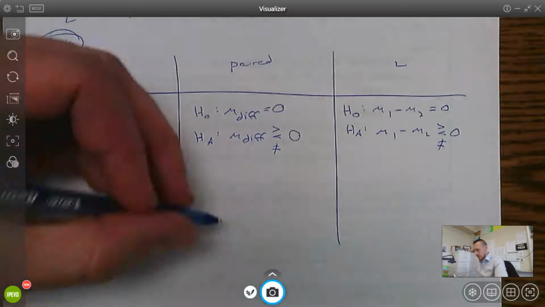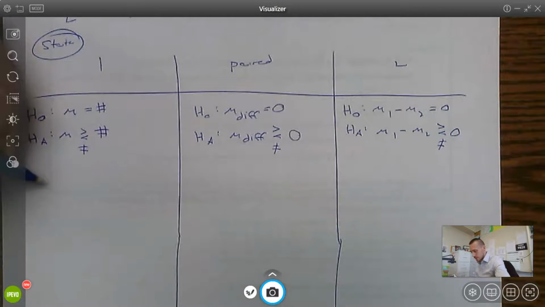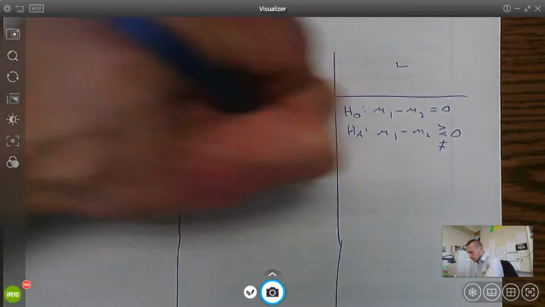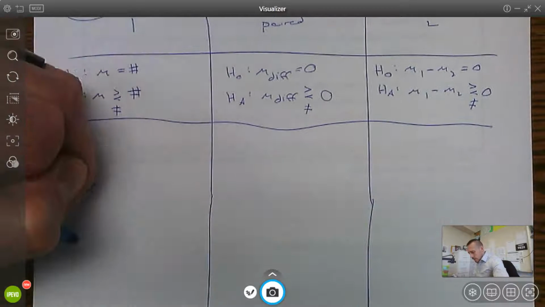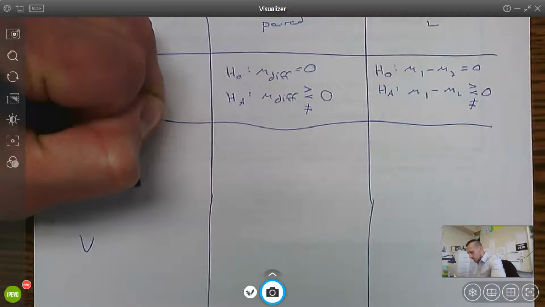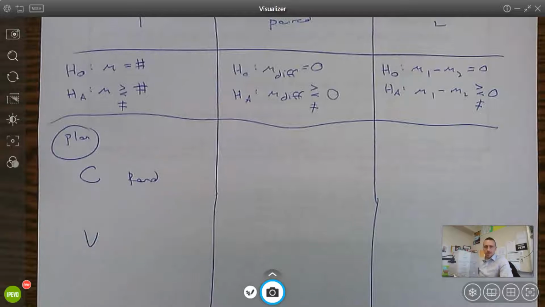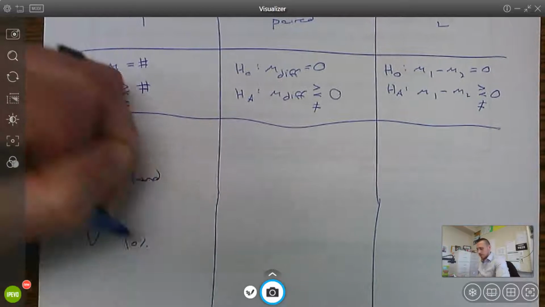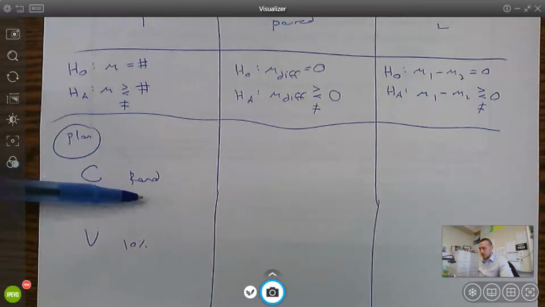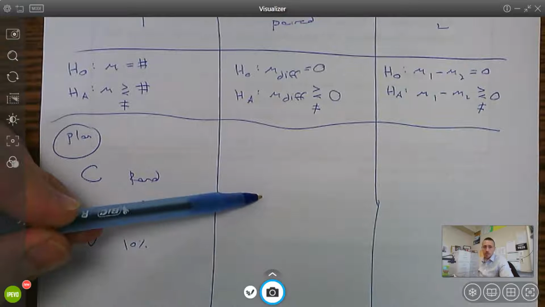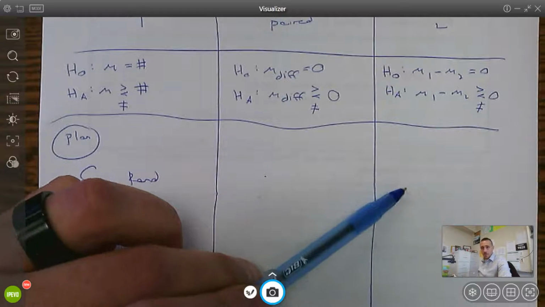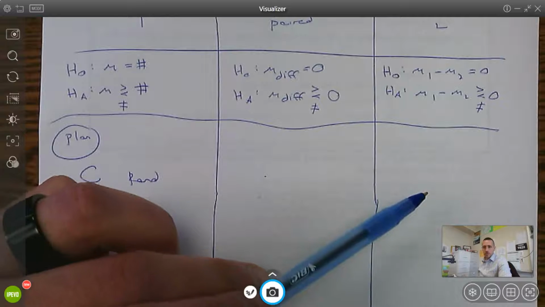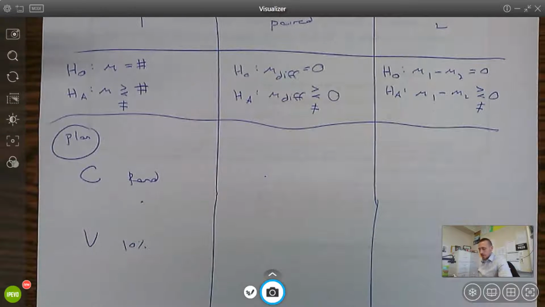Okay, let's move on to the plan step. I'll continue on with this chart. So plan. Still with the CVS, still with the random. This is going to be the same exact thing as I said in the confidence interval video. If it's one sample, it's got to be a random sample. Paired has to be an experiment. Two sample could be random samples, independent random samples, or an experiment, so random assignment.